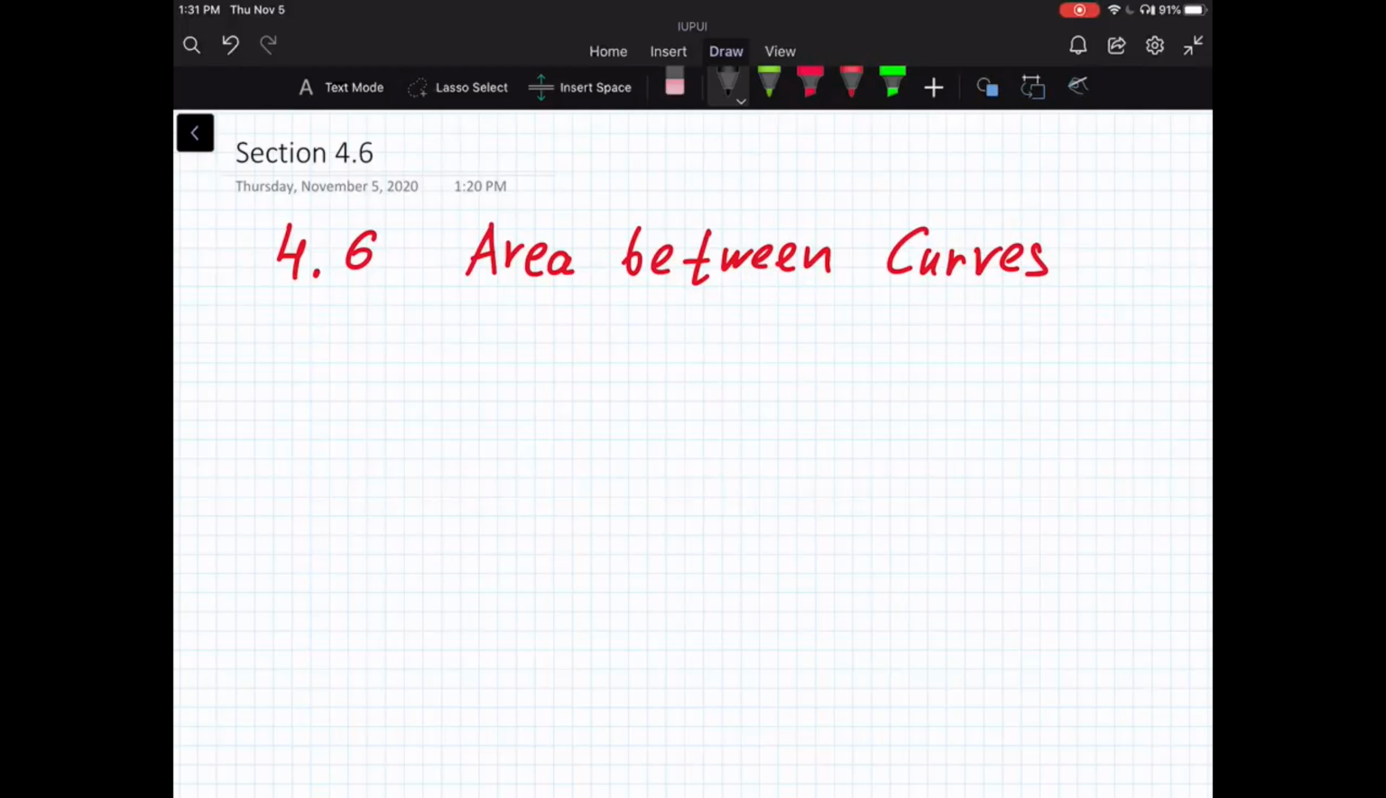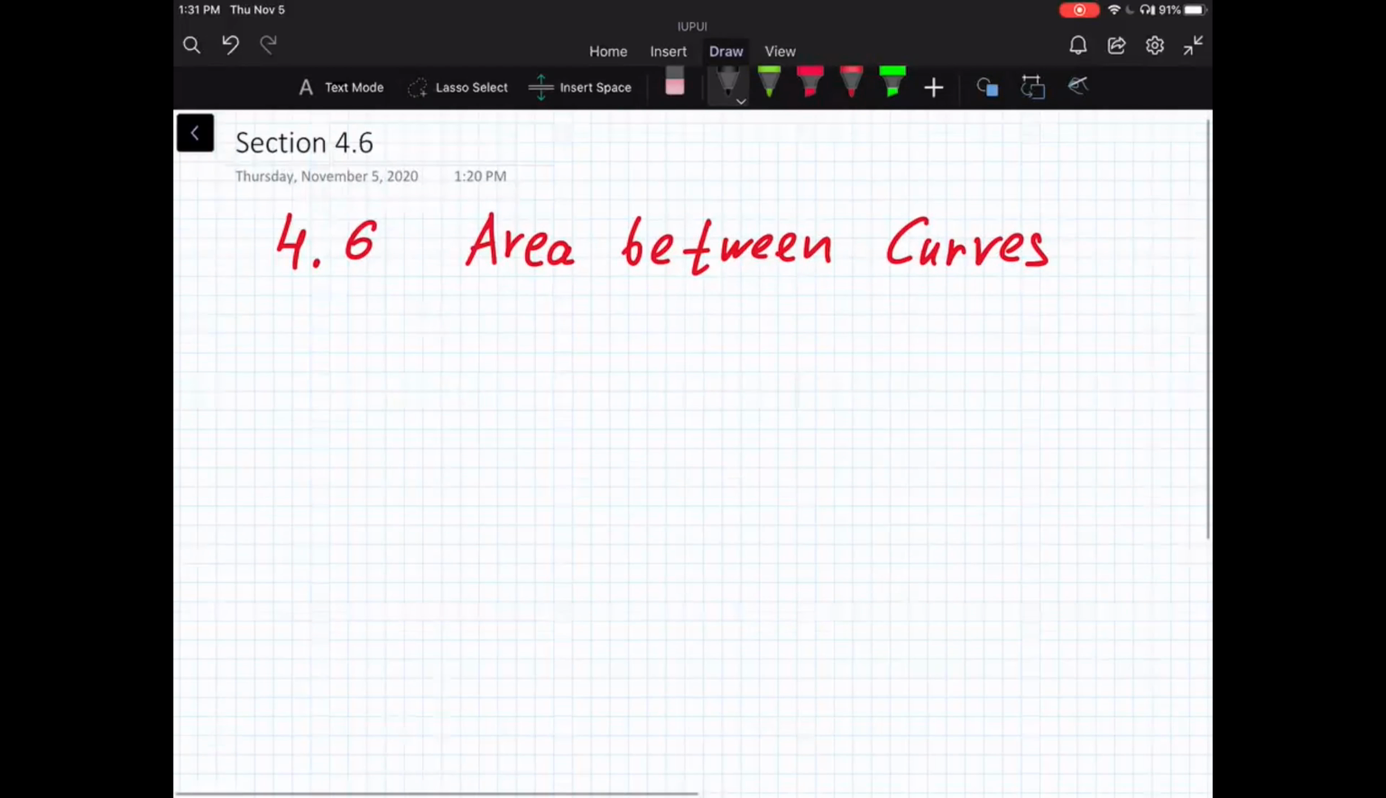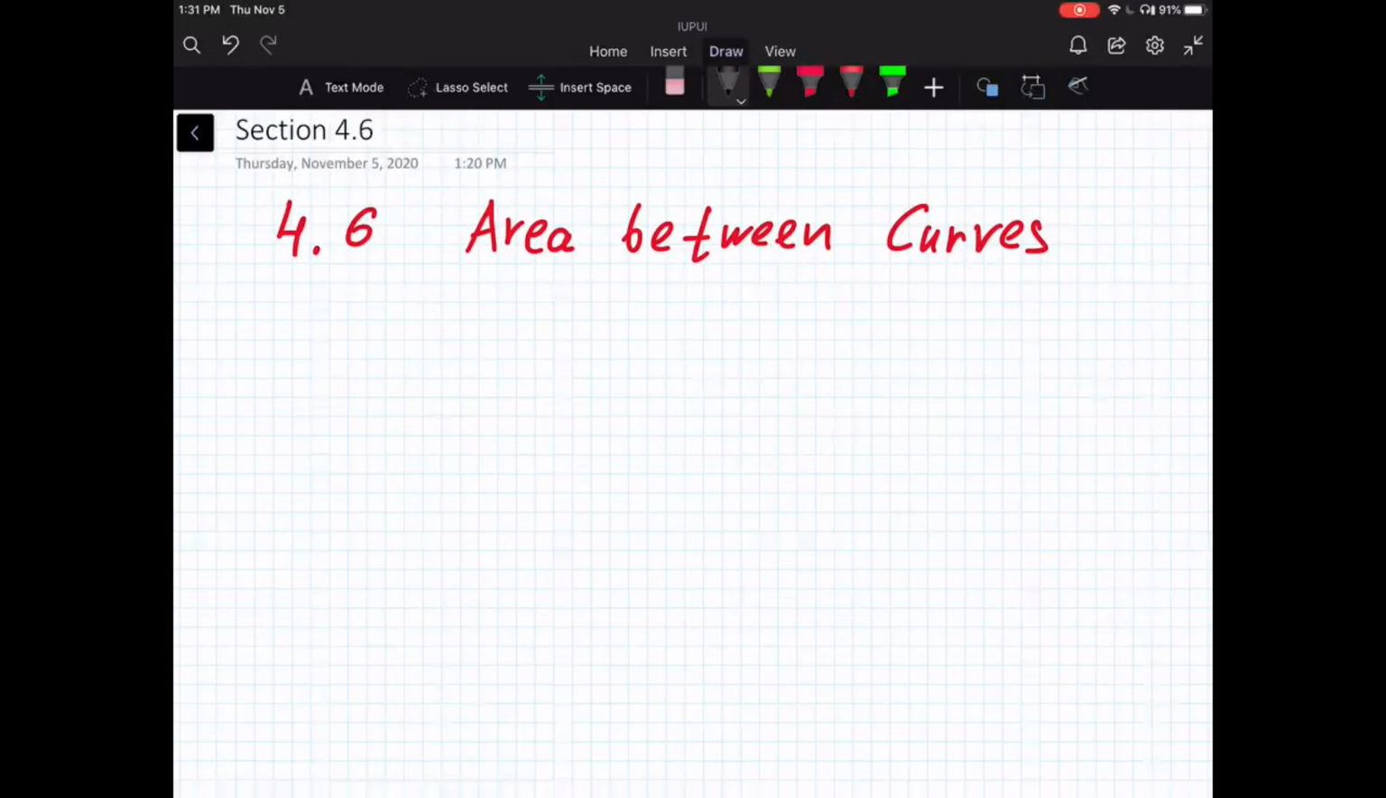Today we'll start a new section, 4.6, about area between two curves. So recall that at the beginning of this chapter we discussed the area problem.